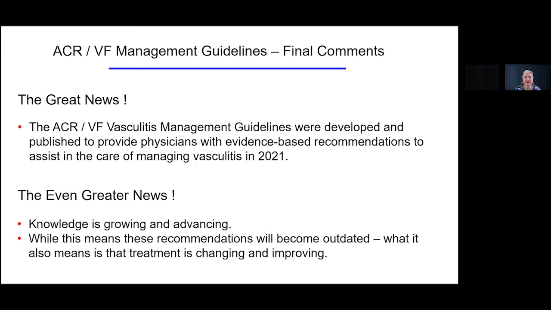One of the comments that came out in our breakout group was, well, won't these be outdated soon? And the answer hopefully is yes. There is a lot of work going on across the world in trying to understand vasculitis better. And it is all of our goals to outdate these as soon as possible. What that means is that treatment will be changing and improving. And with that, we will continue to advance, hopefully, future guidelines that will be able to meet those new advancements that are occurring within the field.